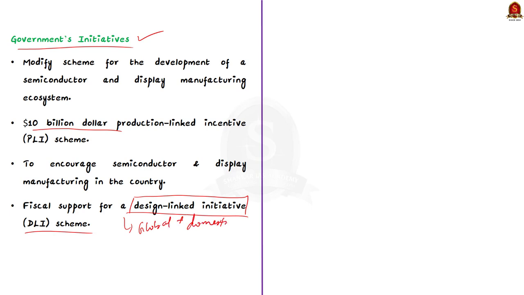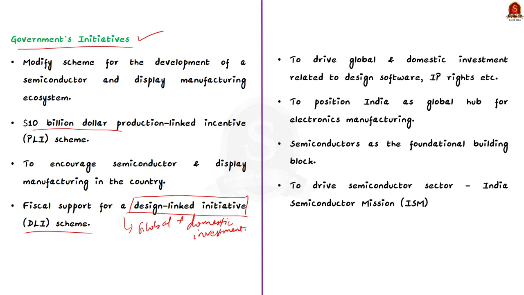Objective of these two schemes is to position India as a global hub for electronic manufacturing with semiconductors as the foundational building block. Also note that to develop semiconductor manufacturing sector in India, the Indian Semiconductor Mission, ISM, was planned to be set up. If you want to know more about this Indian Semiconductor Mission, watch our Hindu news analysis dated 12th February 2022. Now coming to the changes made to this scheme.